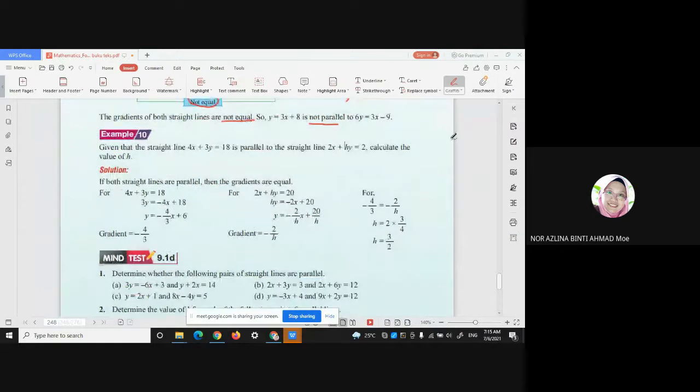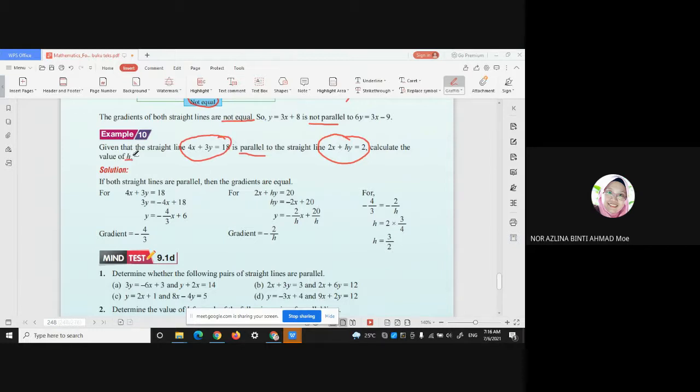Example 10. Given that the straight line 4x plus 3y equals 18 is parallel to the straight line 2x plus hy equals 20. Okay, we have two equations. Calculate the value of h.